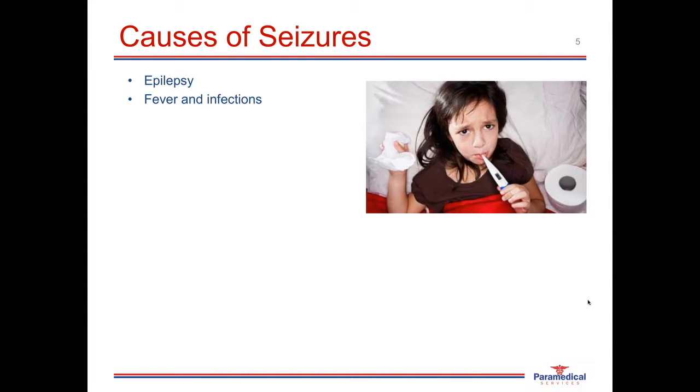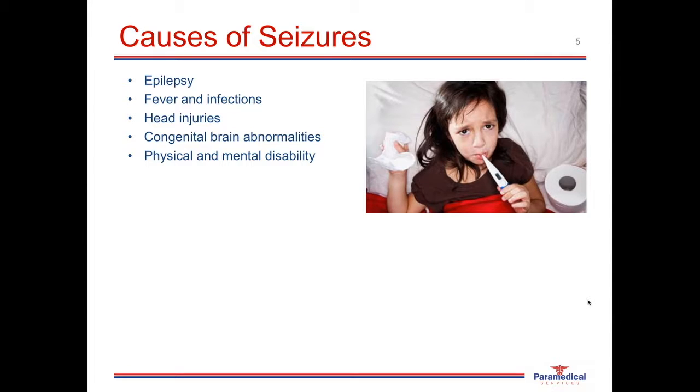This usually occurs in children in the form of febrile seizures. This occurs more commonly in children due to their inability to regulate their body temperature as effectively as an adult can. Head injuries or any injury to the brain, congenital brain abnormalities, physical and mental disability. So it's very common in patients who have Down syndrome or autism to have associated seizures or epilepsy with it.